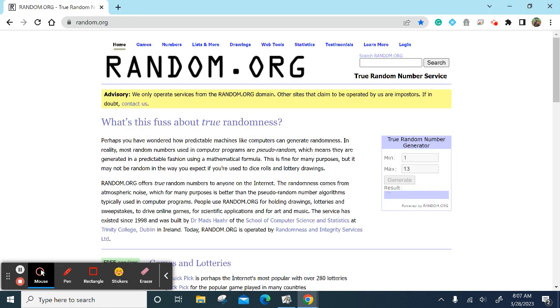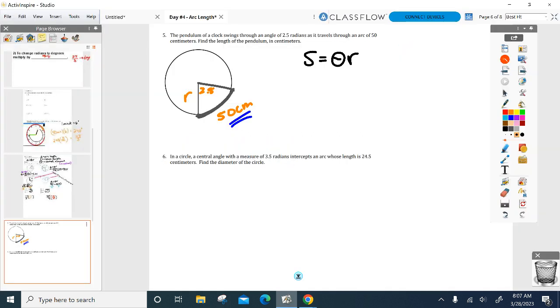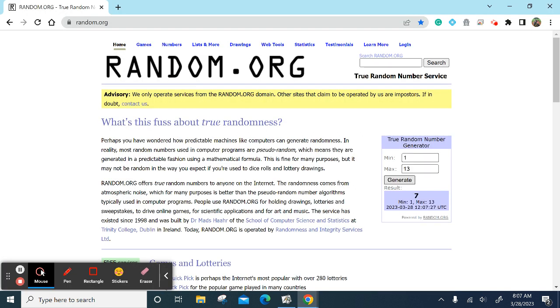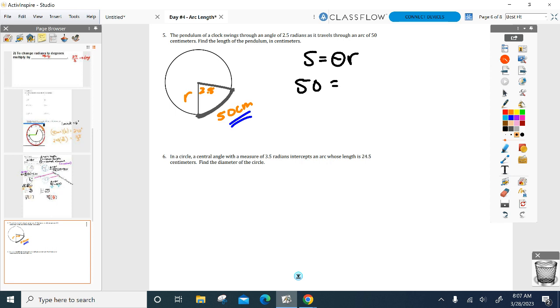All right, help me out. What goes in for S? Arc length, 50. How about my theta now? Theta is 2.5, the angle measure in radians, and we're looking for R, the length of the pendulum.